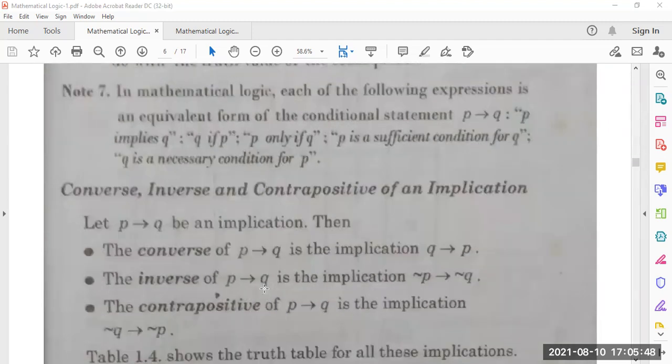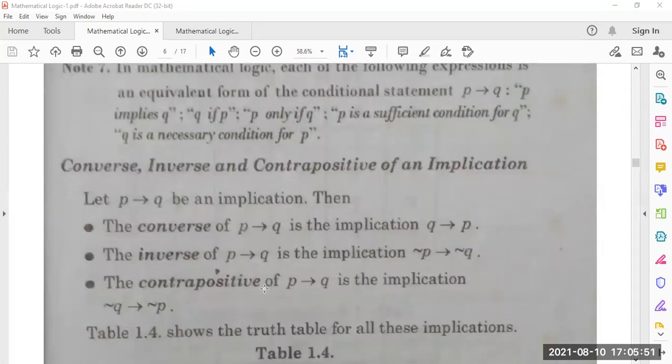Now, the converse, inverse and contrapositive of an implication. Let P implies Q be an implication; then the converse is Q implies P. The inverse is negation of P implies negation of Q. Inverse means the negation is involved. The contrapositive of P implies Q is the reverse of this inverse, that is, negation of Q implies negation of P. This is called the contrapositive.